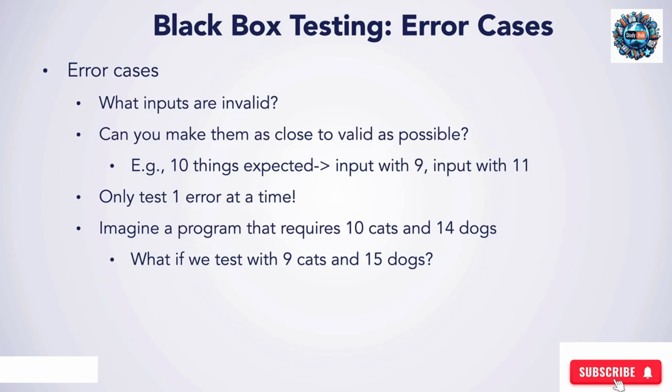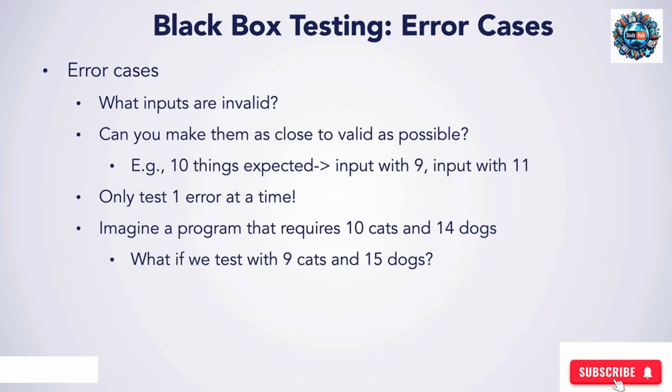When you think about testing for error cases, think about what inputs are invalid and why. Come up with test cases that cover all the types of errors that you can think of. When you do so, try to come up with inputs that are as close to valid inputs as possible. If your program expects exactly 10 things, the best error cases to test for are 9 things and 11 things.